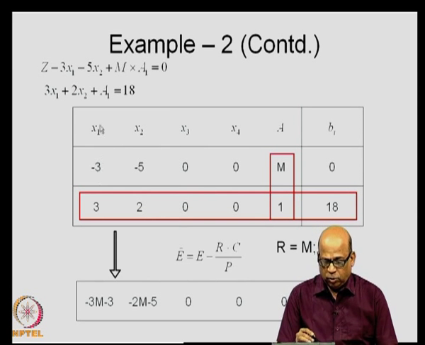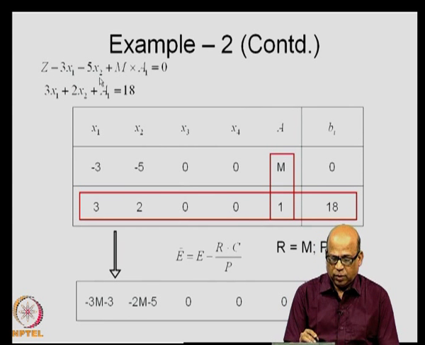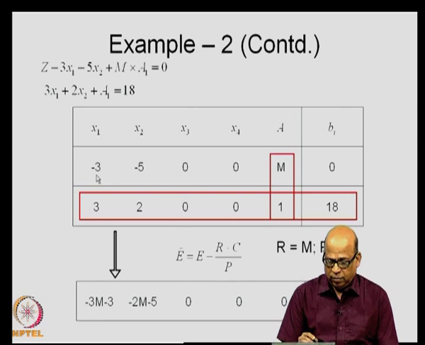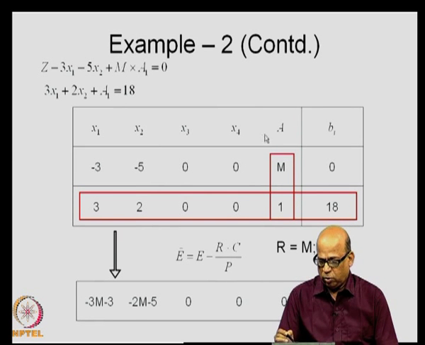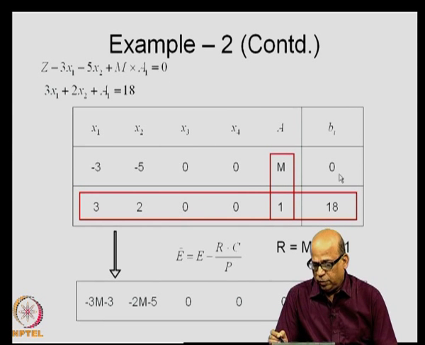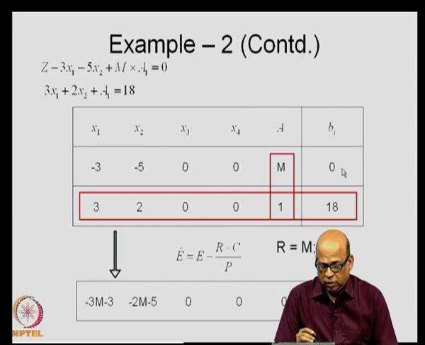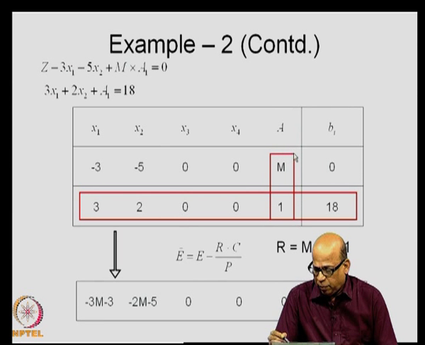So, we write the z row, this is z minus 3x1 minus 5x2 plus M a1. x3 and x4 have 0 coefficients, plus M, and the right hand side is 0. So, you take b as 0, and you write 3x1 plus 2x2 plus a1 is equal to 18. Make this the pivotal column.